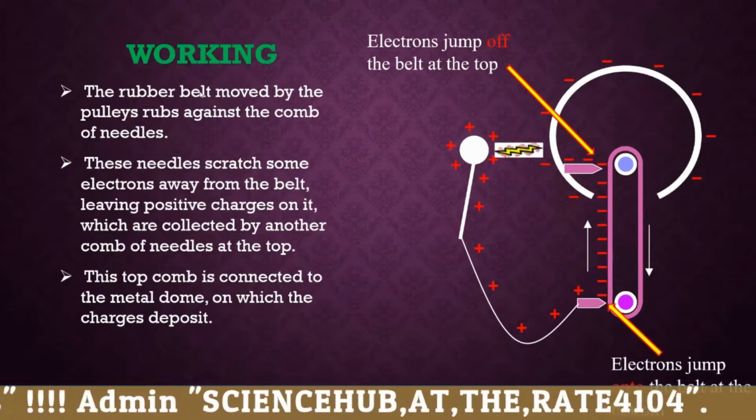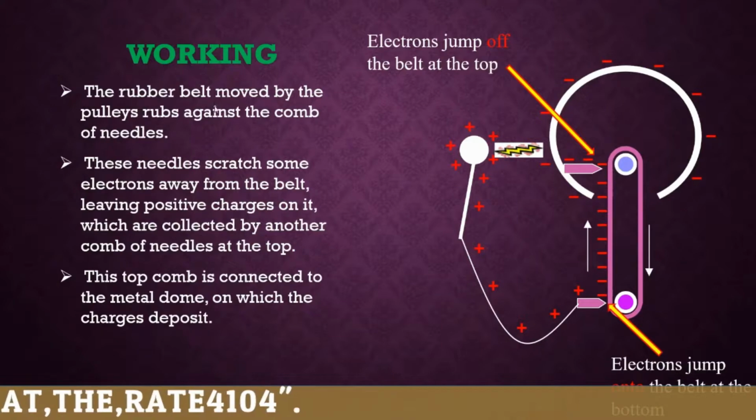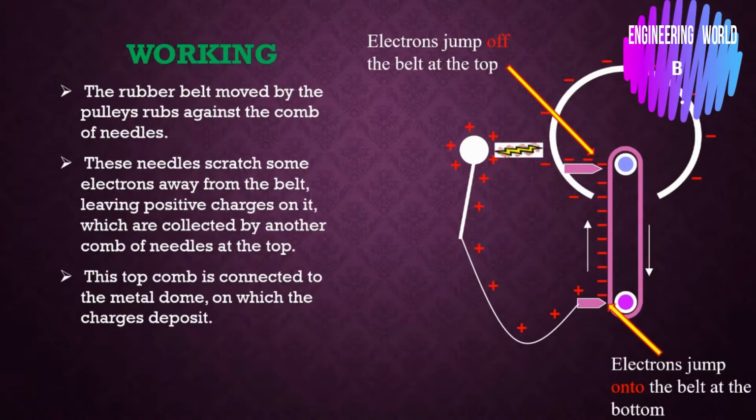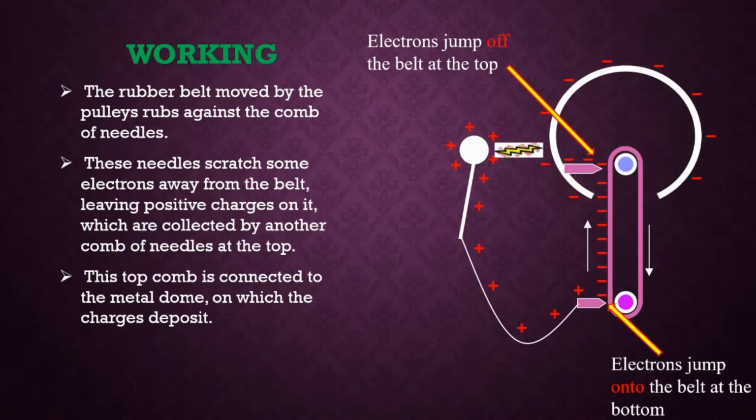The rubber belt, moved by a pulley, rubs against the comb of needles. These needles strip some electrons away from the belt, as I already discussed, leaving positive charges on it, which are collected by another comb of needles at the top. This top comb is connected to the metal dome on which the charge deposits. So this is the metal dome, and on it all the charges are deposited.